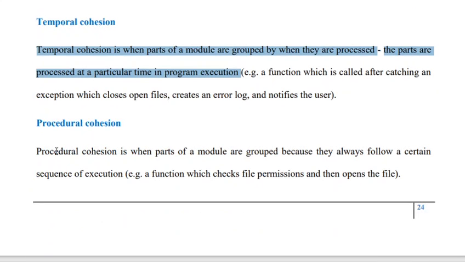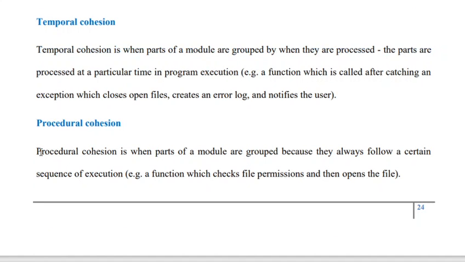Now, procedural cohesion. Procedural cohesion is when the parts of the module are grouped together because they always follow a certain sequence of execution. This is called procedural cohesion, or they follow a certain sequence of procedure. For example, a function that checks the file permission and then opens the file.